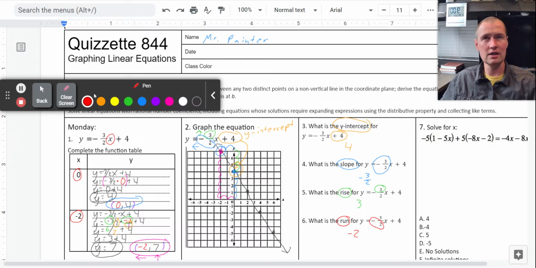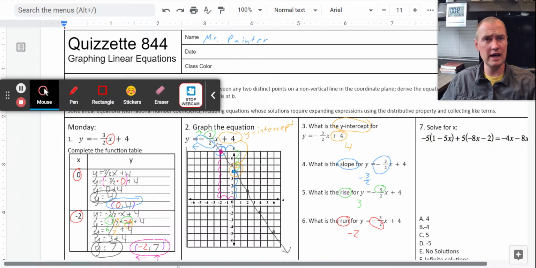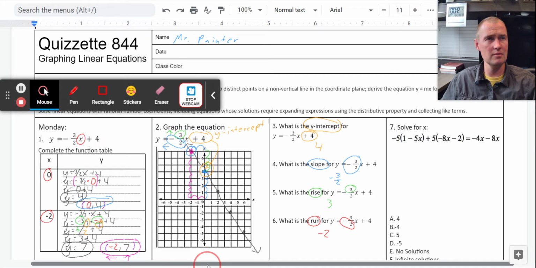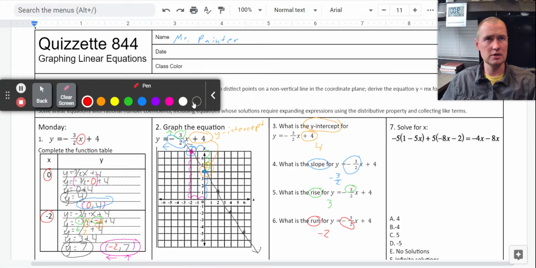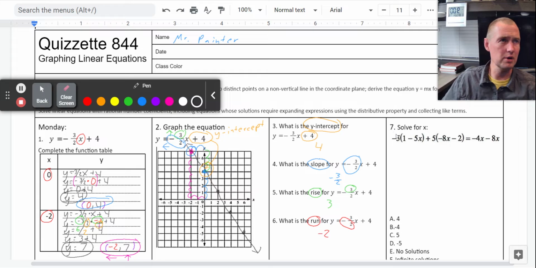All right. And a flash from the past, we got number 7. So this one should be good. All right, what we're going to do is we're going to solve for x. And the first step, what I'm going to do is something called distributive property. I'm going to combine like terms. So here we go. -5 times 1 is -5. -5 multiplied by -5 is positive 25x.